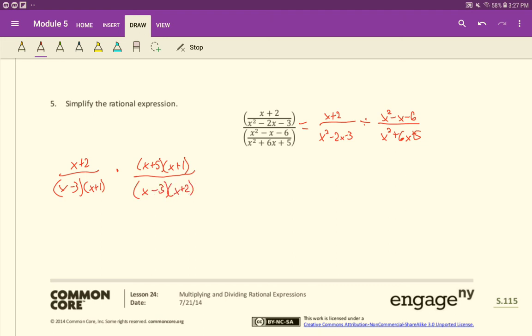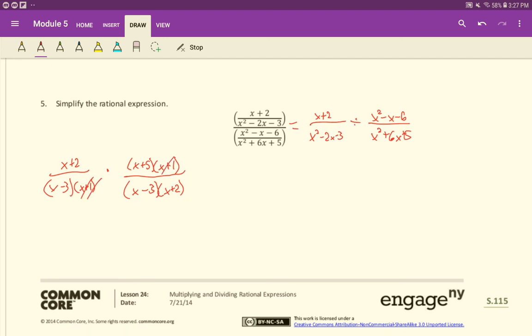And now we look for things to cancel. So the x plus 1s can cancel out. The x plus 2s can cancel. And that's it. These x minus 3s are both in the denominator, so they have to stay that way. So we'll leave the x plus 5 there in the numerator, and we can write x minus 3 times x minus 3 in the denominator. If you want to, because we're multiplying the same two things together, you could rewrite that denominator as x minus 3 quantity squared as well. Either one of these is acceptable.